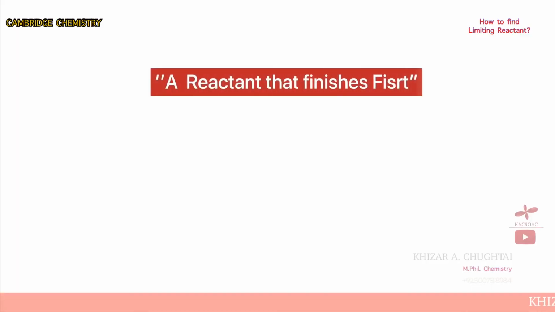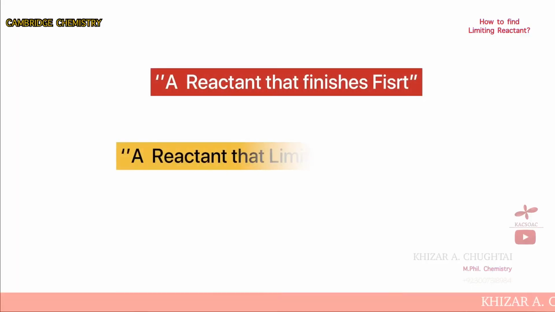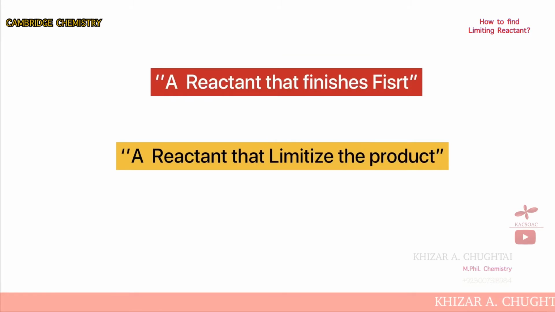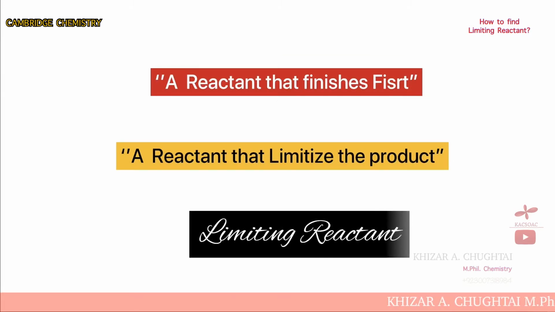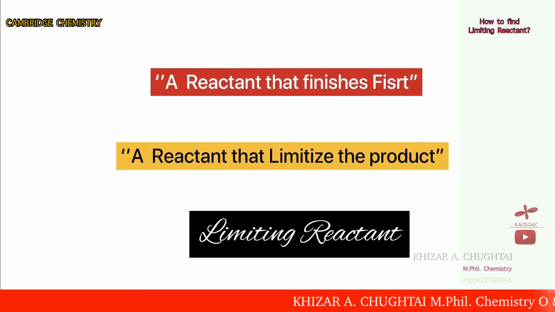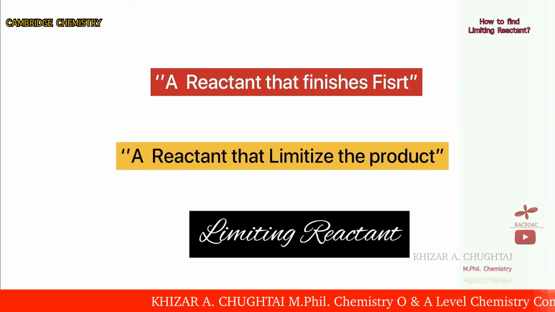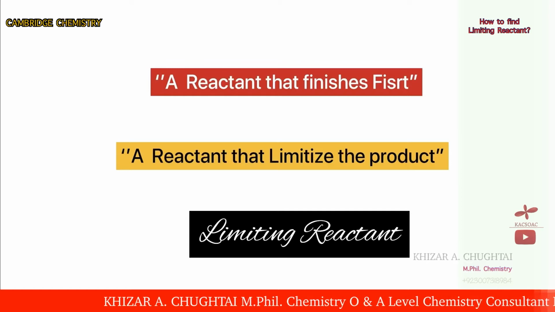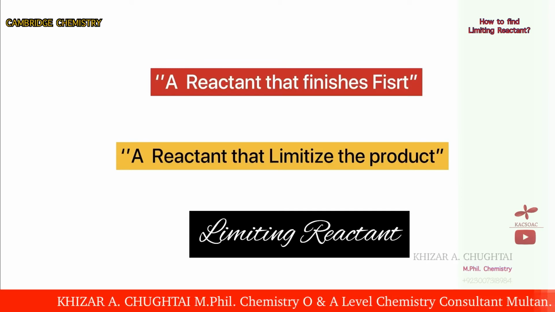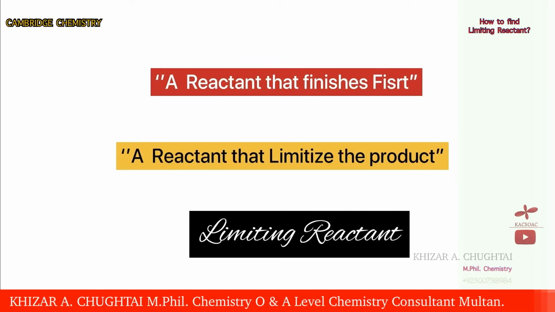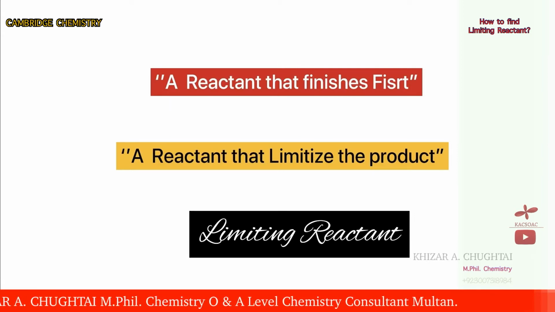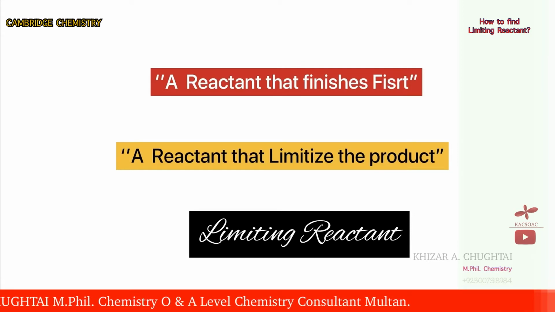A reactant that finishes first, a reactant that limits the product, is known as the limiting reactant. It is necessary to find the limiting reactant when two or more reactants are reacting together to make a product. Basically, the limiting reactant controls the amount of product formed. The limiting reactant determines the amount of yield formed in that reaction.